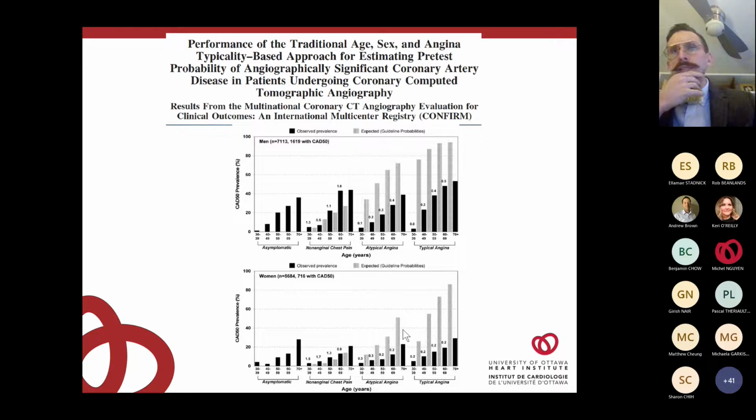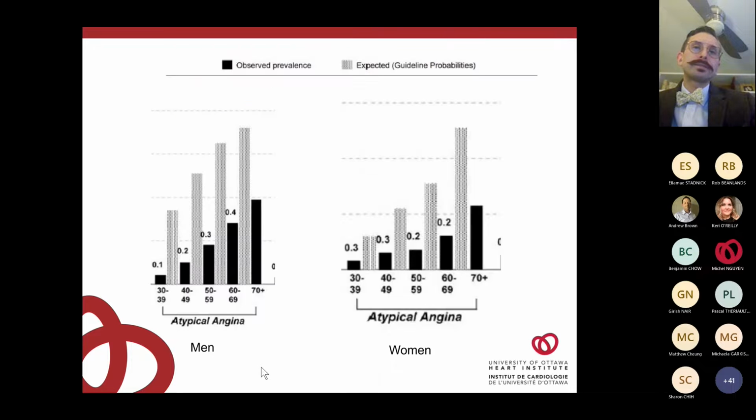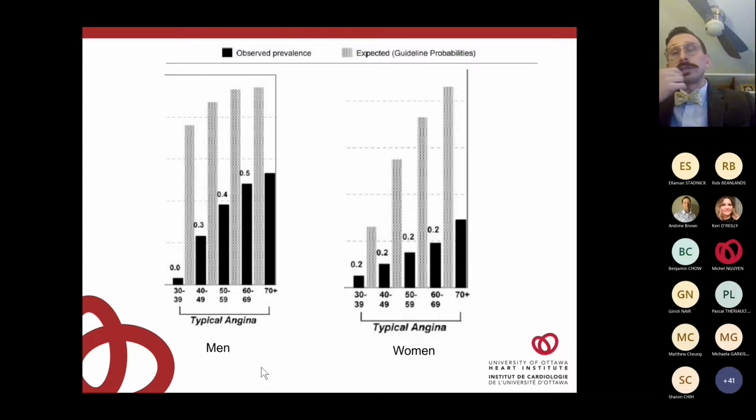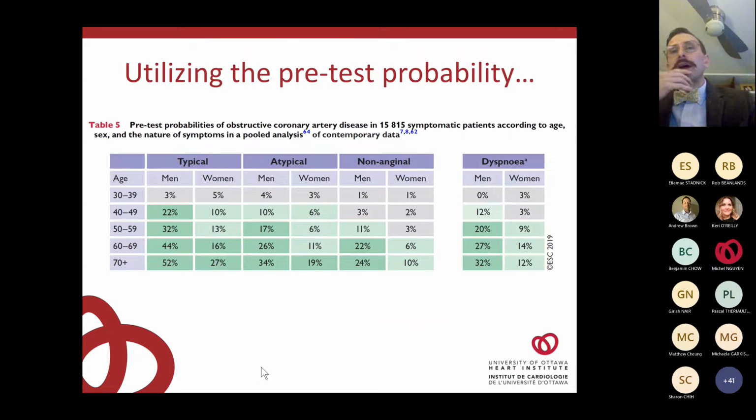They identified over 14,000 consecutive patients with suspected CAD who underwent cardiac CT angiography. They calculated pretest probability based on the Diamond, Forrester, CAS plot, and then correlated this with the results of the CT angiogram. You can see that for atypical angina, the expected incidence of obstructive CAD was much higher, shown in the gray bars, than what was actually observed in the black bars. This is the same for typical anginal symptoms as well. I think this is an important point to emphasize.